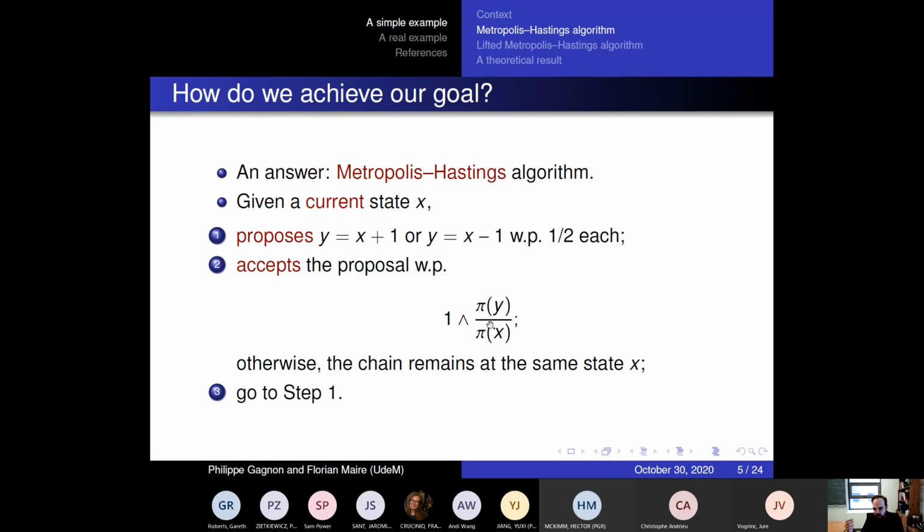So for instance, if you count the number of ones in your sample and you divide by the number of iterations, it gives you an approximation to pi of 1.